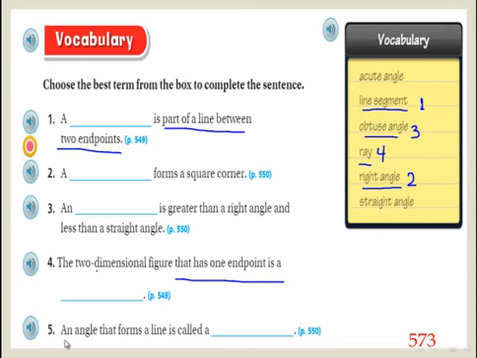Question number 5. An angle that forms a line is called a blank. An angle that forms a line is called a straight angle. Excellent. This word for question number 5.